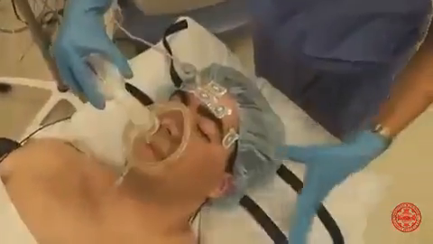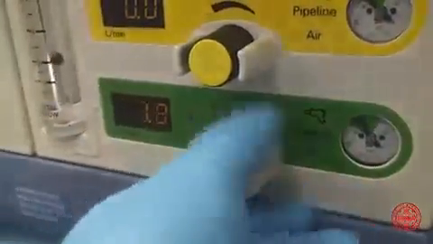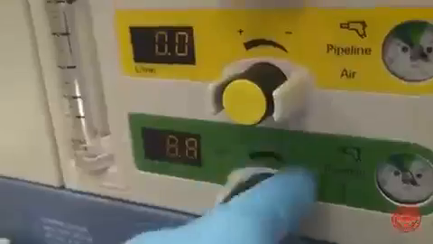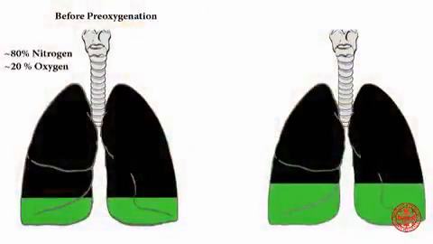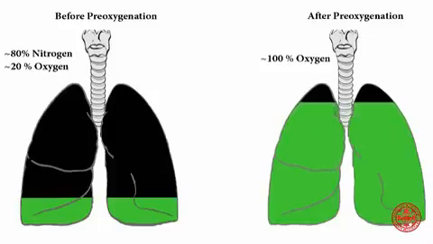Before the patient is ready to receive the anesthetic, he or she must undergo pre-oxygenation. This process, also known as denitrogenation, consists of the patient breathing 100% oxygen to replace the existing nitrogen in the lungs and increase the oxygen concentration in the lungs and tissues.